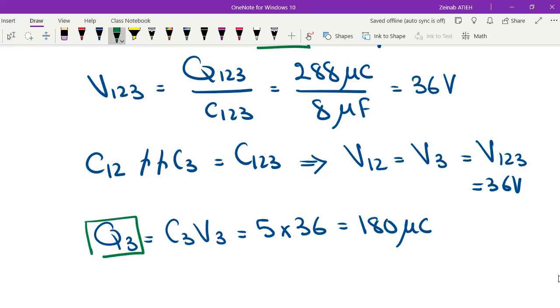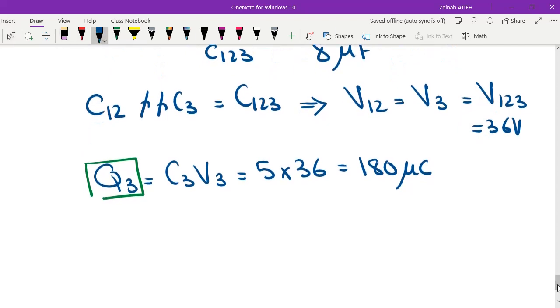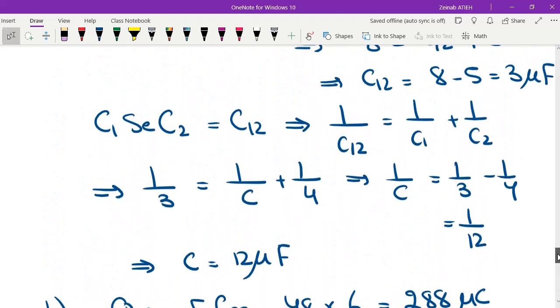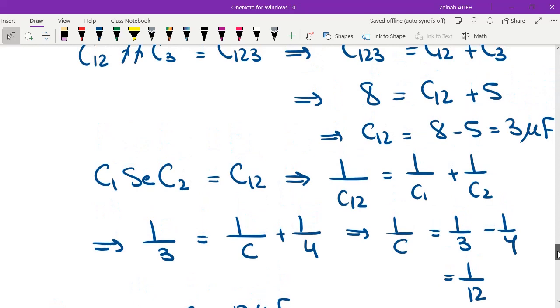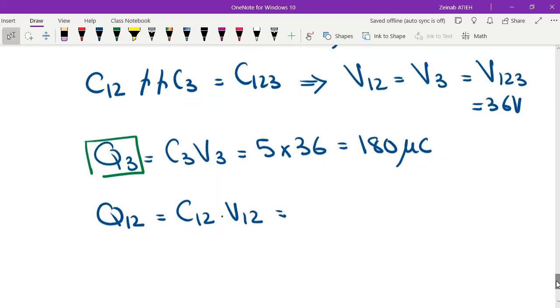Next I want to work with 1 and 2. Okay, I have V12, I find Q12, and I must have both. Okay, so Q12 is equal to C12 times V12. C12 is, let me check up how much C12 is. C12 is, yeah, 3.